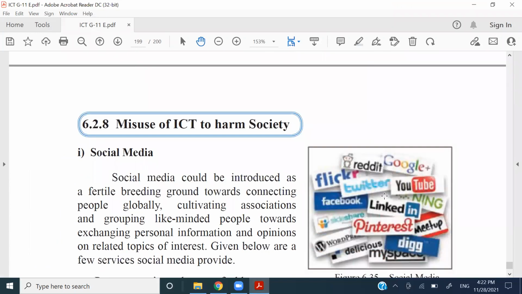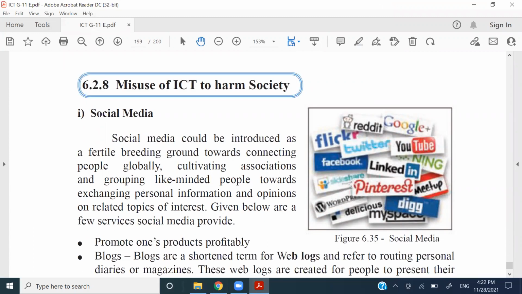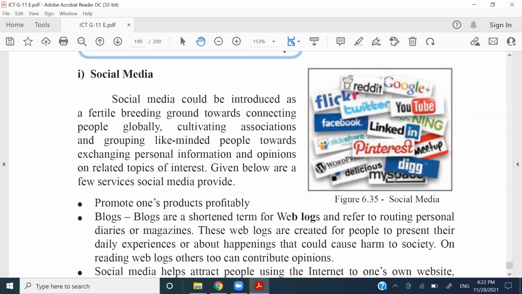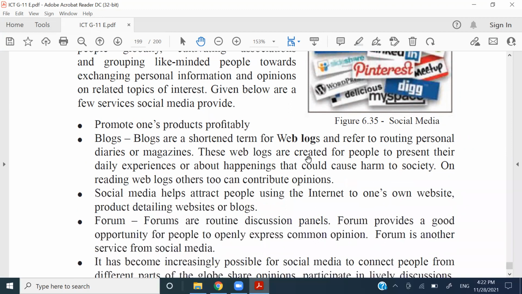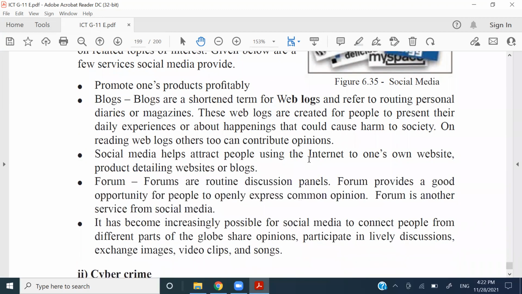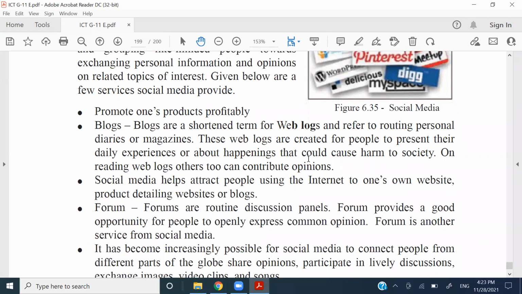And finally, it's the misuse of ICT to harm society. So one big opportunity that we are getting is social media to get connected with people. But again, social media has, on the other hand, become a particular place to bully and threaten people through internet services, right? So it happens in many different ways, right? Sometimes it becomes a cyber crime, right? Sometimes they will steal the things that you have created without your knowledge, right? And there are many different things, right?